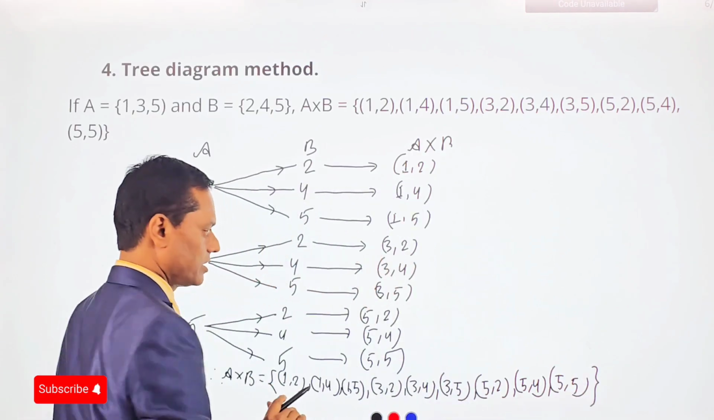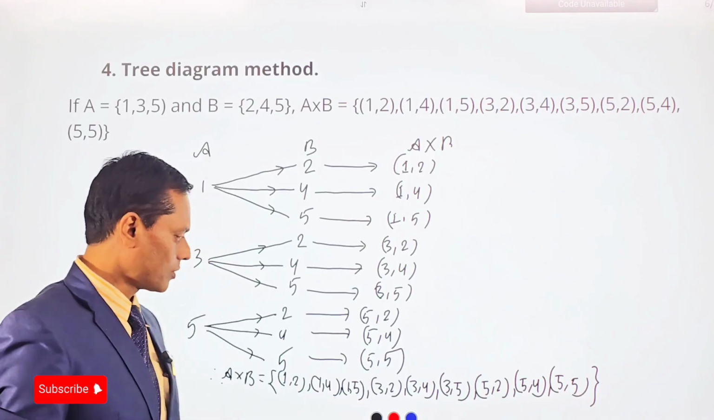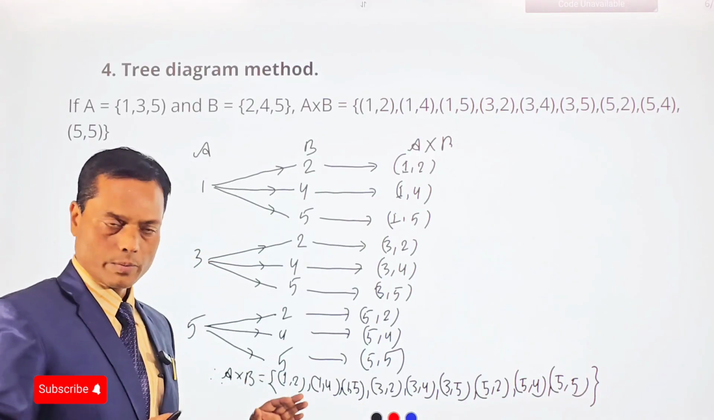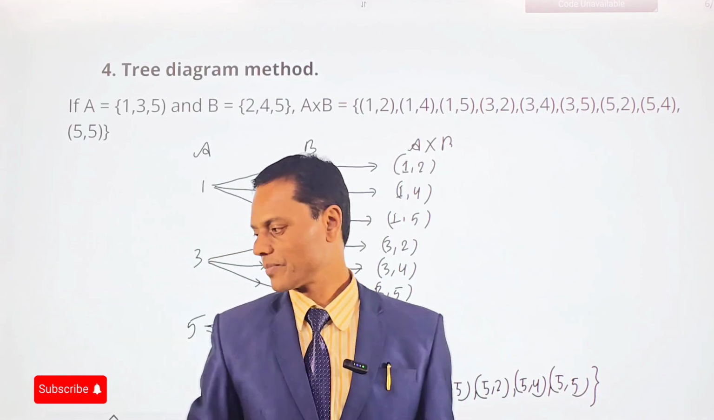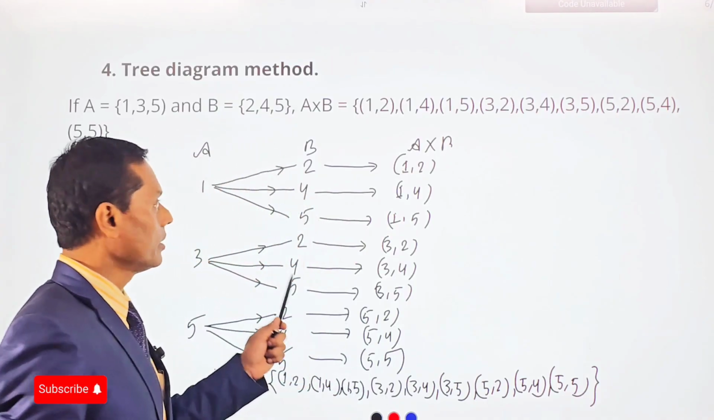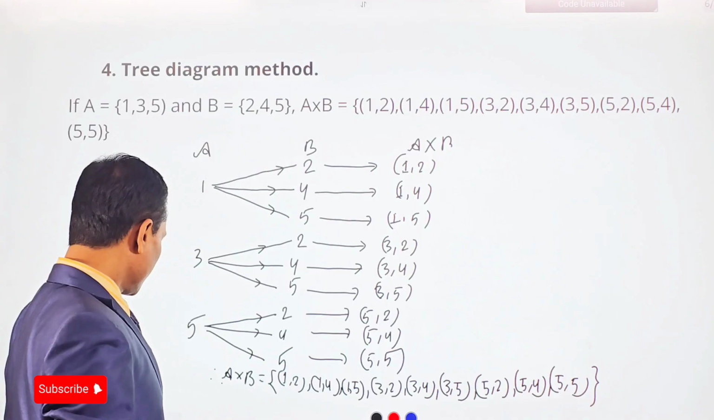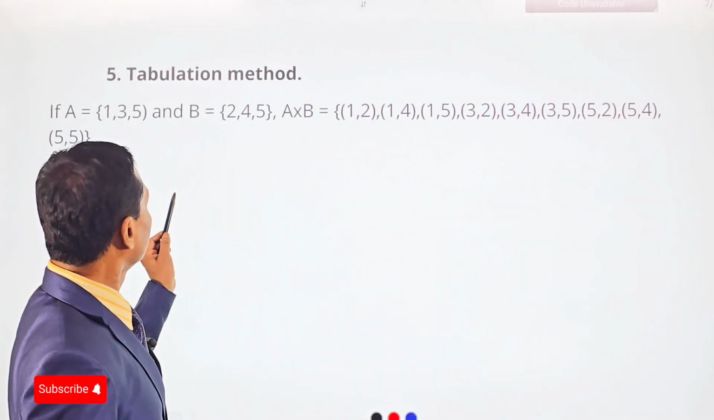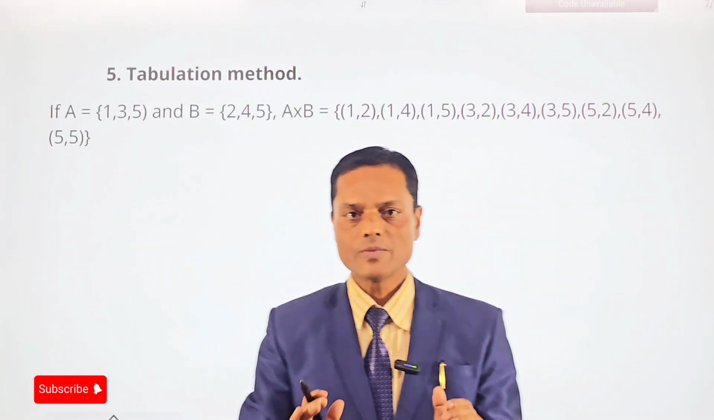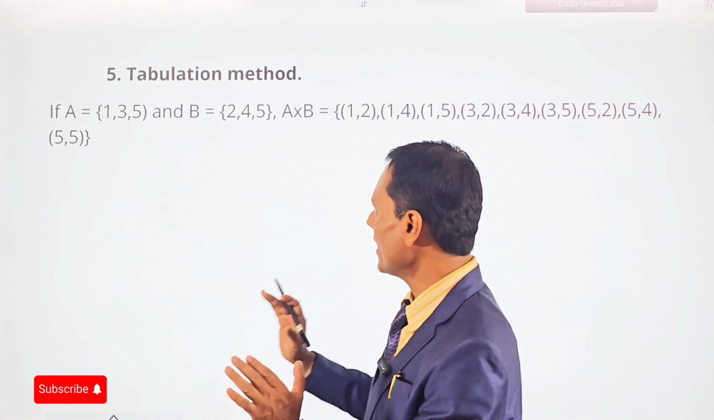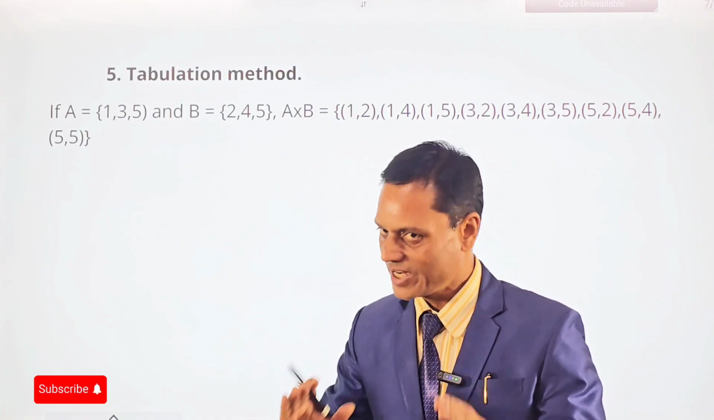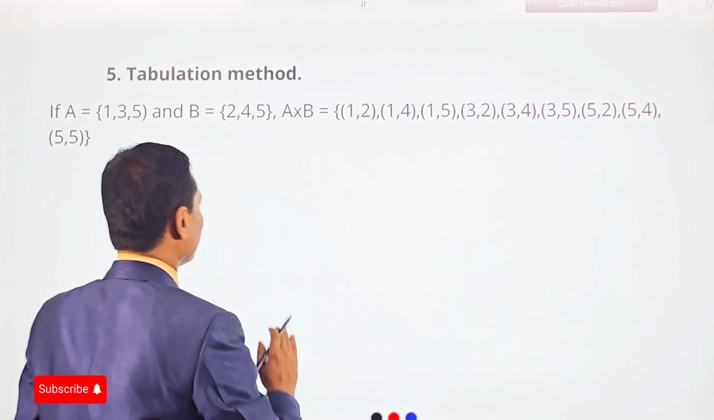These are the members of the set A cross B, right? So in this way we show the Cartesian product in the tree diagram method. Next, we have the tabulation method. The tabulation method is very easy, right? We have to represent the Cartesian product in a table. How? I'm going to write here.